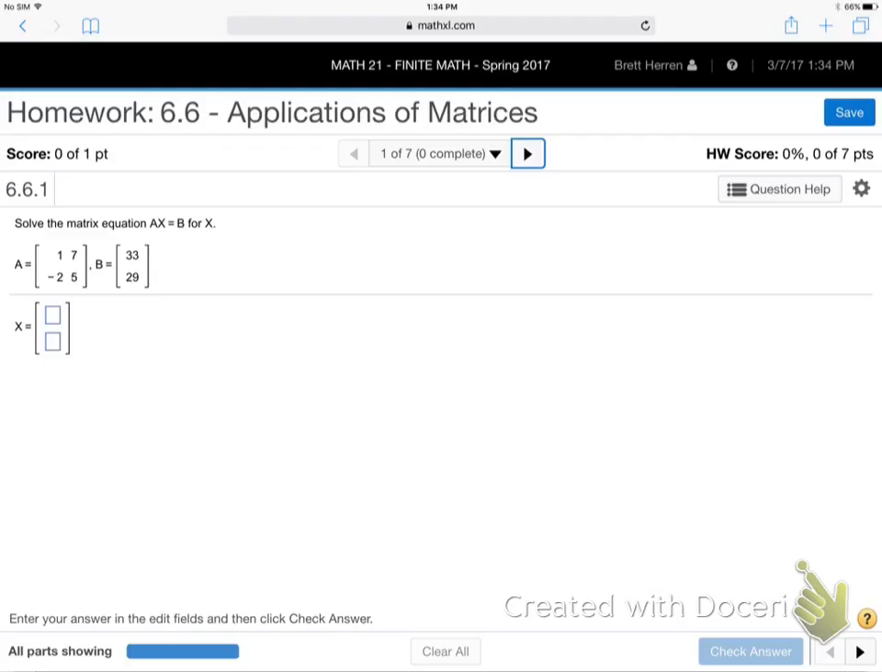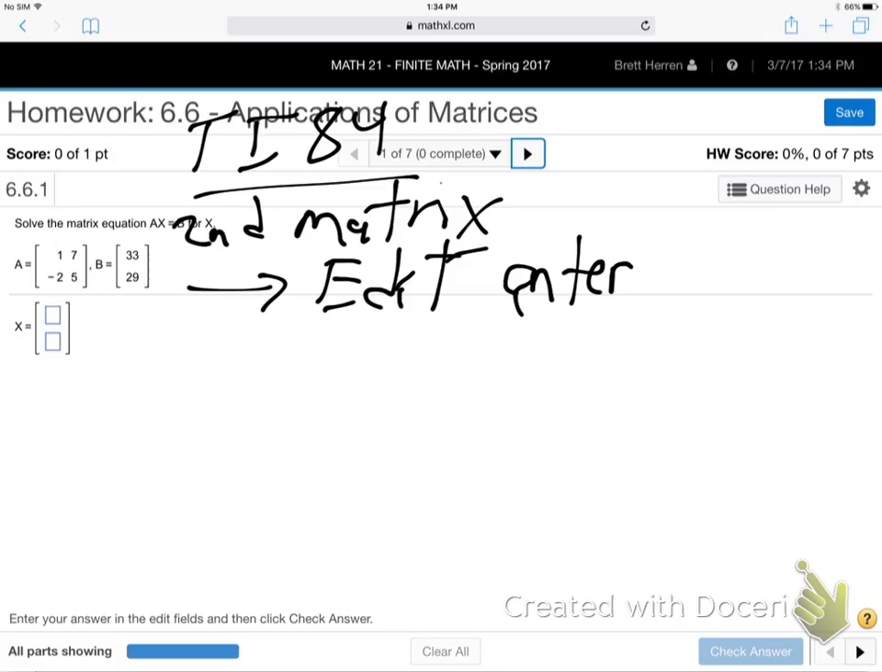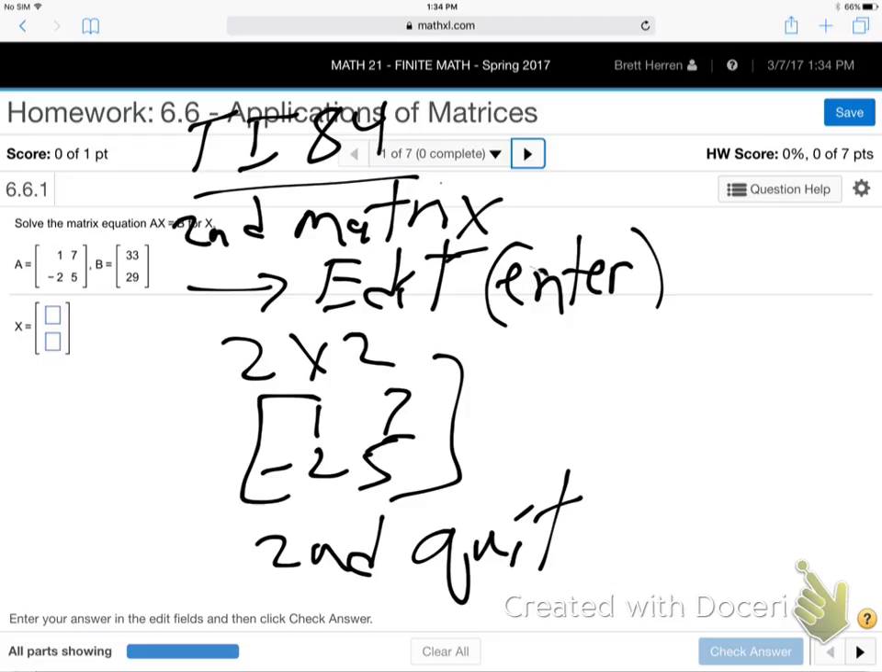All right. So for the TI-84 and 85 and 86 and those kind, you basically hit second matrix. Then it goes into matrix mode, and you go over to the edit menu and hit enter. Trying to write with my fingers here. Enter, and choose the size of the matrix, 2 by 2. Enter. And then type in the matrix: 1, 7, negative 2, 5. And then hit second quit, because once you've got it typed in, it stores it in its memory banks automatically.